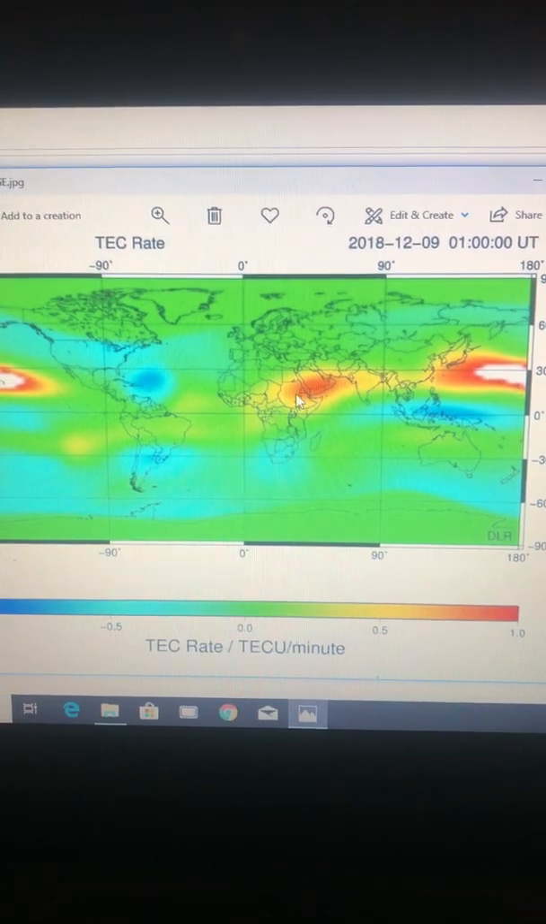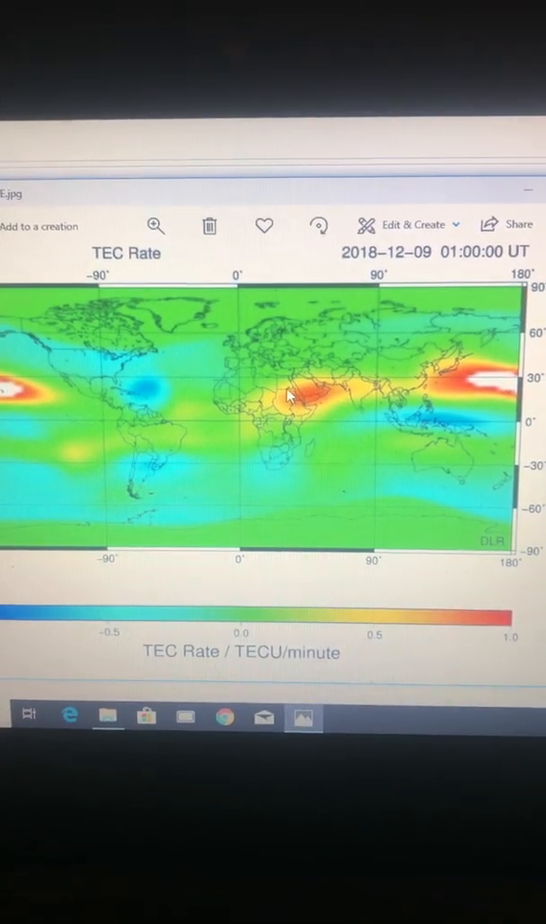See this? Now this correlates to where earthquakes occur as well because of the rock formation.